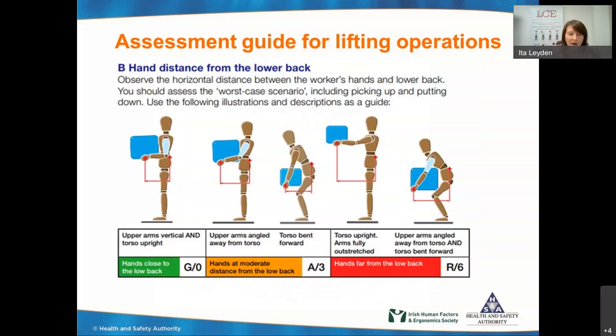So if the upper arm is in line with the torso, we'd assign it a color green and a score of 0. If the upper arm is slightly away from the torso or more, then we will go for an amber and a 3. And if the arms are fully outstretched, or the upper arms are angled away from the torso and the torso is bent forward, then we're going to give it a color code of red and a score of 6.